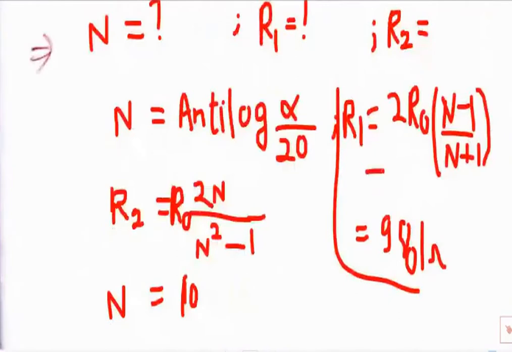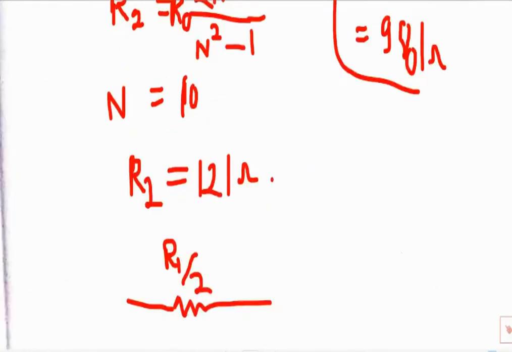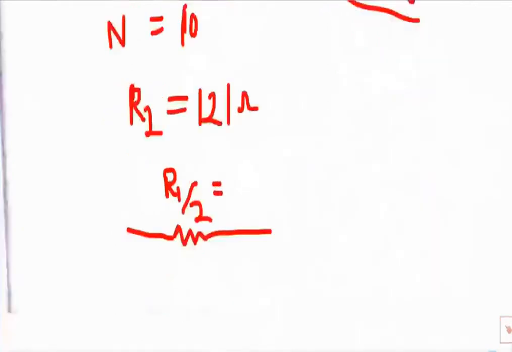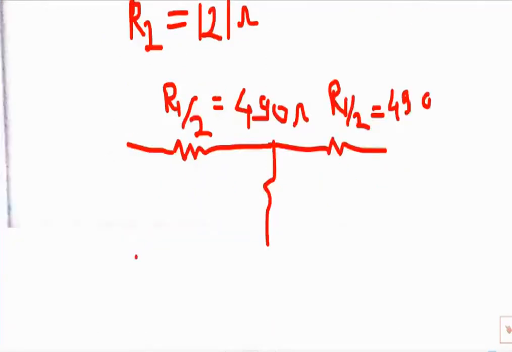Okay, R1 is I think 490 ohm. Sorry, R1 is 981 ohm. Answer is R1 is 981 ohm. But in the diagram, we have R1 by 2 here. So 981 divided by 2 is 490.5 ohm. Again, R1 by 2 here, 490 ohm. And here it is R2. So we have completed the design of symmetrical T attenuator. R2 is 121 ohm.